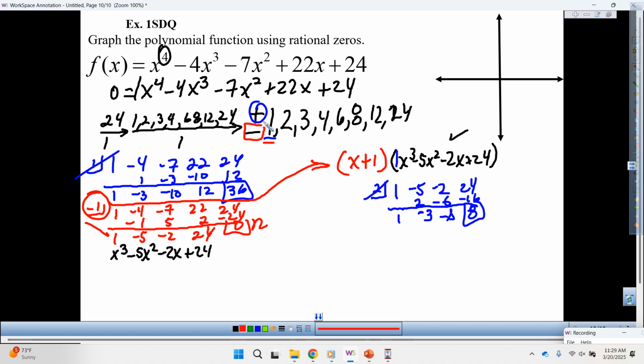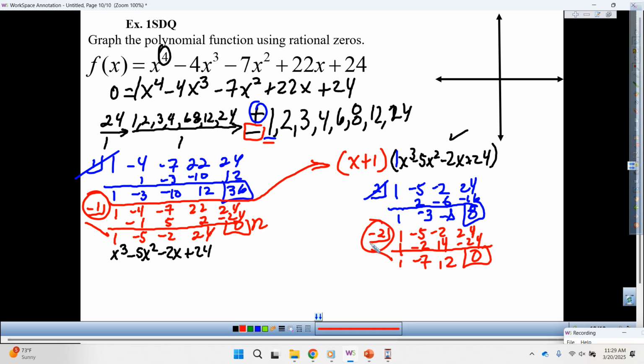What do we try next? We already tried positive 2. Let's try negative 2. 1, negative 5, negative 2, positive 24. Bring down the first. Negative 2 times 1 is negative 2. That's negative 7. Negative 2 times negative 7 is 14. Combined, that's 12. Negative 2 times 12 is negative 24. And this is my other 0.